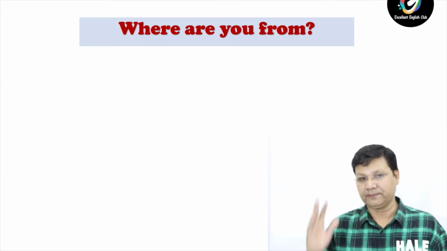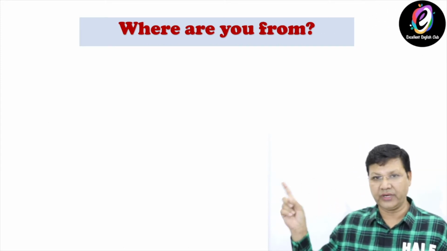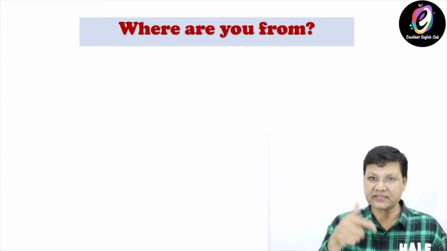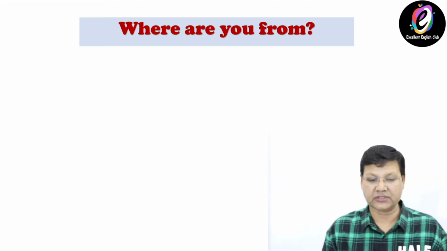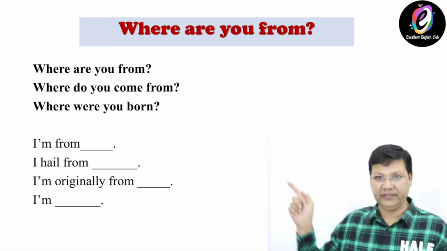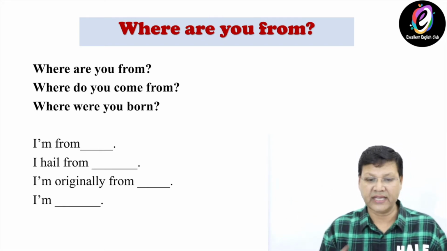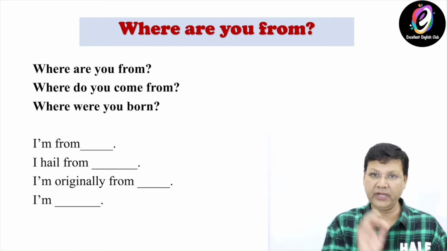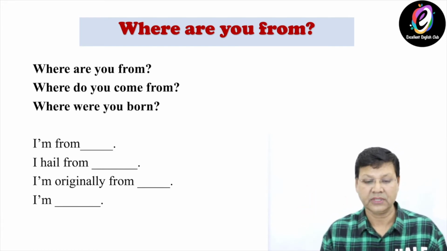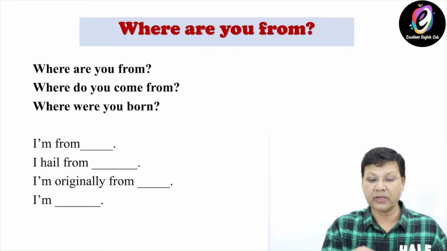Where are you from? What is the next question? Where are you from? And we can ask this question in different ways. For example, look here. There are three different ways. Number one, where are you from? As I have written in red color. The second one is, where do you come from? And the third one is, where were you born?